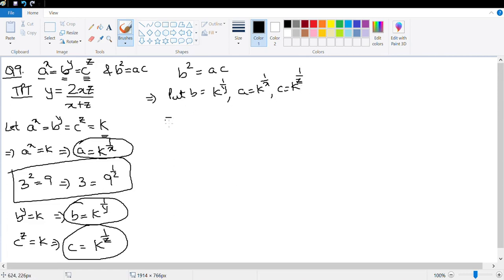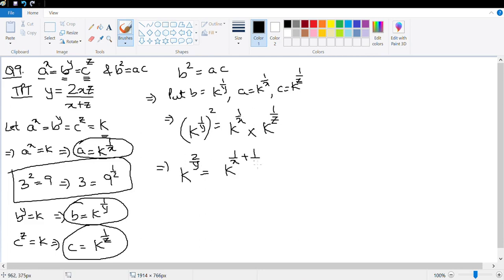And what do we get? b square, which is k to the power 1 upon y whole square, equals a, which is k to the power 1 upon x, multiplied with k to the power 1 upon z. Let's open the bracket. This is k to the power 2 upon y, that's 1 upon y into 2, and since the base is same and there's a multiplication sign, I can add. So 1 upon x plus 1 upon z. Now since the base is equal, what can I do? I can equate the power. So 2 upon y is equal to 1 upon x plus 1 upon z.